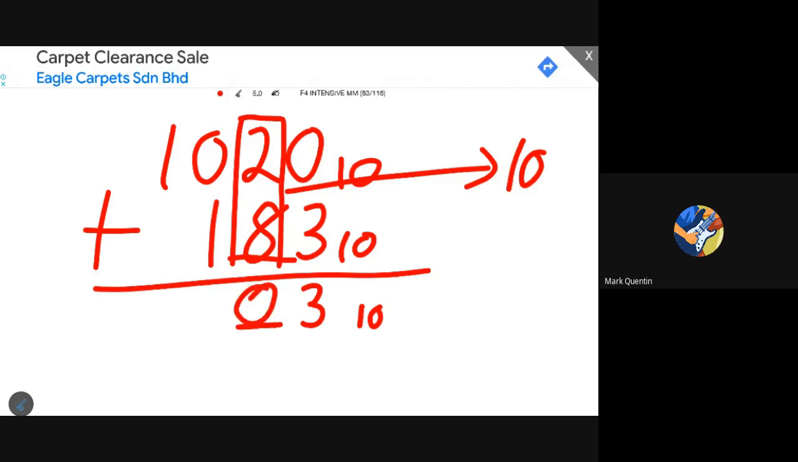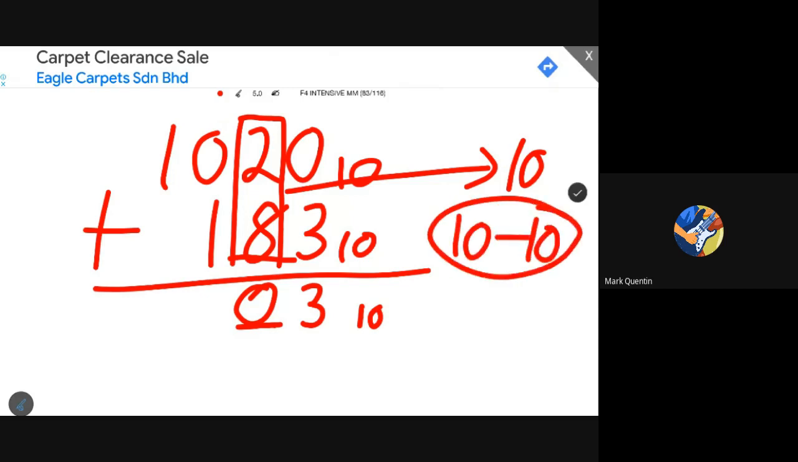So why 0? Mengapa kamu isi kosong? Because 10, you must minus the base. 10 minus 10. Yes, very good. Correct. Okay, so then what you will put on top here, guys? Apa nombor kamu letak ke atas?